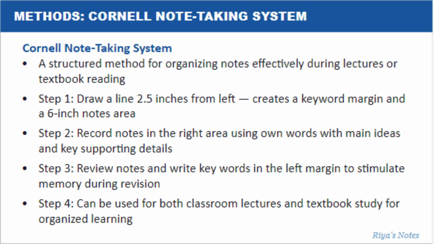Methods. Cornell Note-Taking System. A structured method for organizing notes effectively during lectures or textbook reading. Step 1. Draw a line 2.5 inches from left, creates a keyword margin and a 6-inch notes area. Step 2. Record notes in the right area using own words with main ideas and key supporting details.